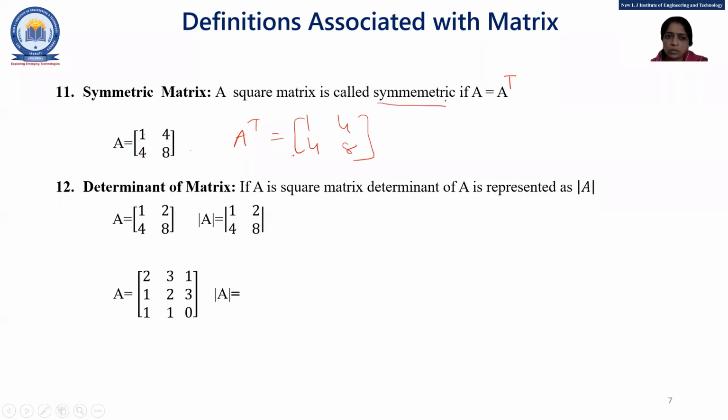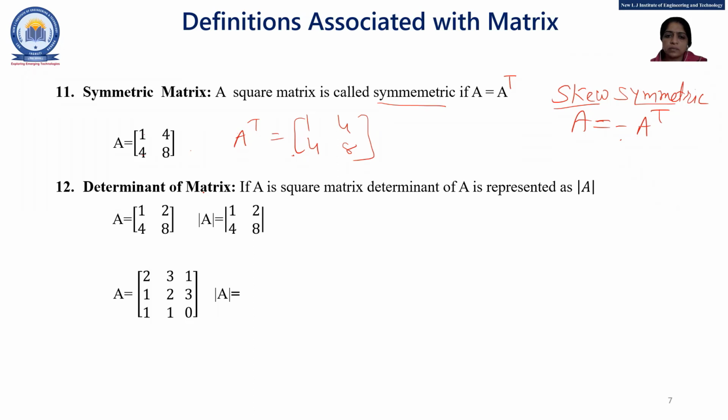One more matrix is there, that is skew symmetric. That is, if A equals minus A transpose. Okay. So if this condition is satisfied, then that type of matrix is known as a skew symmetric matrix.